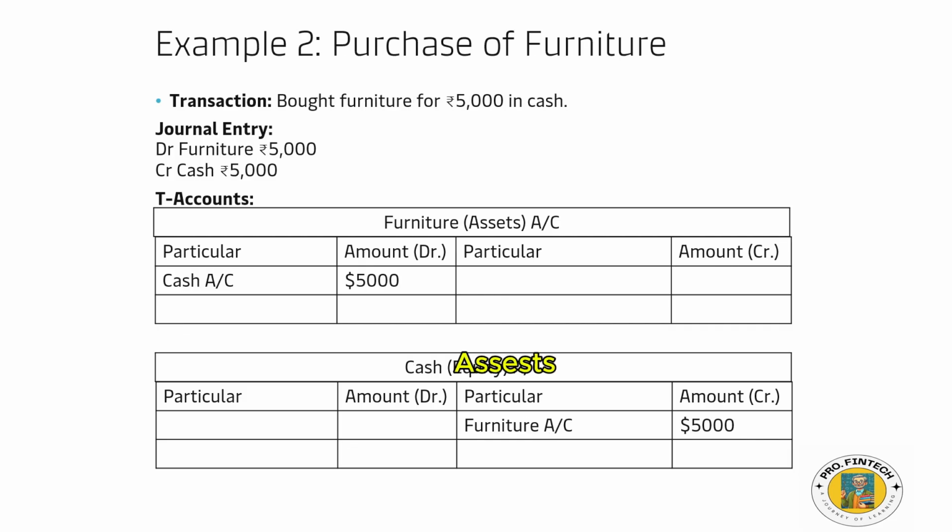Let's check the second entry, purchase of furniture. Bought furniture for $5,000 in cash. The journal entry will be debit the furniture account and credit the cash account. So the T accounts are the furniture account, which is an asset, and the cash account, which is also an asset. Then $5,000 as a debit in the furniture account, and in the particular we have mentioned the cash account. The reason is that the corresponding entry of this debit is in the cash account. So in the cash account, it's a credit of $5,000 mentioned with the particular as furniture account, because for this credit of $5,000 the corresponding entry of a debit is in the furniture account. So I hope you are understanding this.